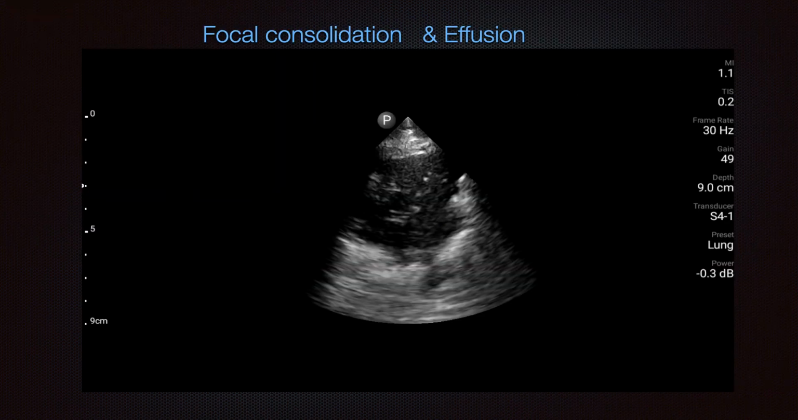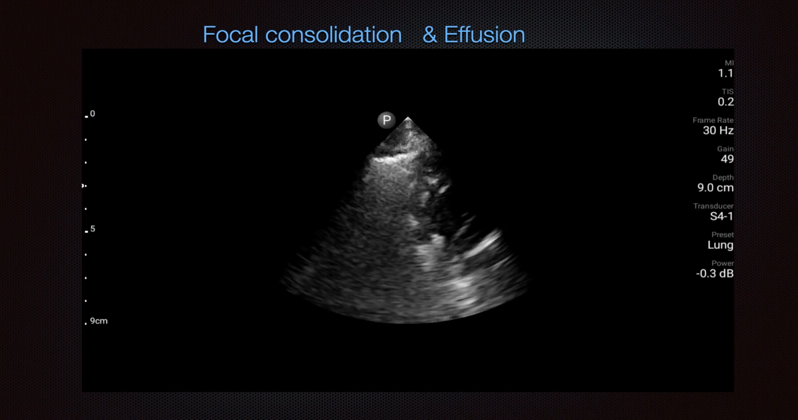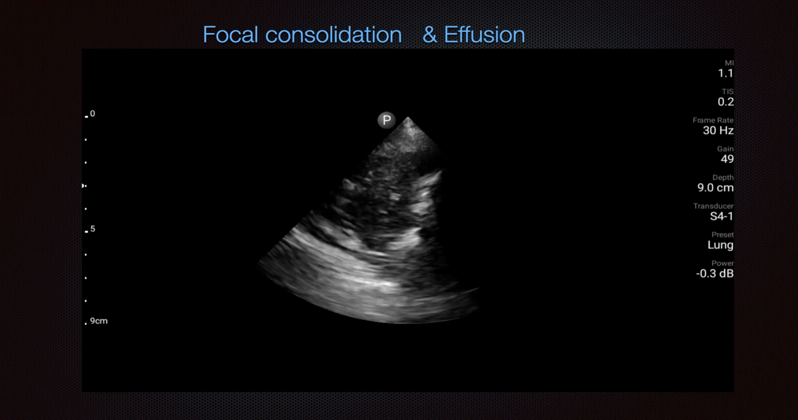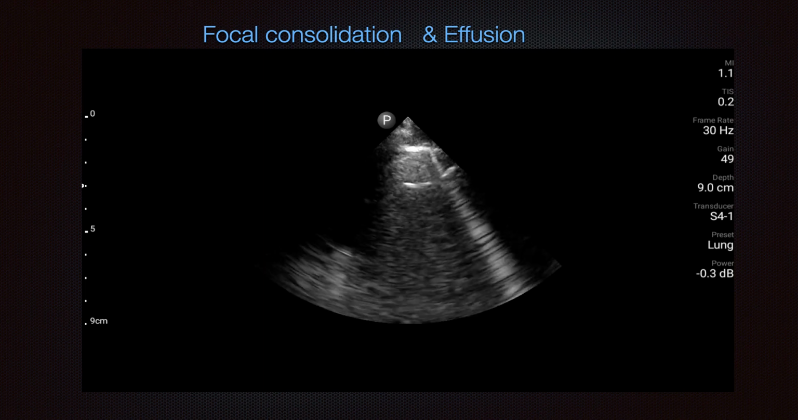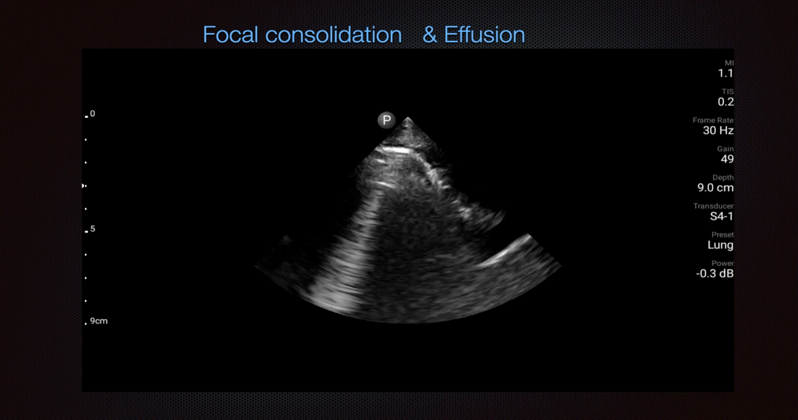Here's an example of a focal consolidation, but it's actually up higher in the chest. So you'll see as we scan down, you get into normal lung, then you get into compressive atelectasis and a parapneumonic effusion. So consolidated lung, relatively normal lung here, aerated lung here, some B lines, and then briefly down atelectasis and effusion here.